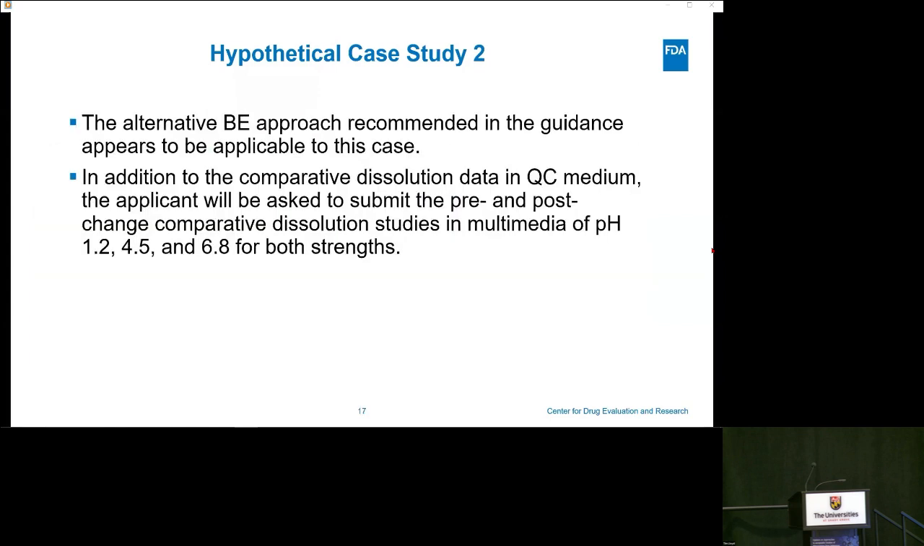Based on the assessment elaborated in the previous slide, the alternative B approach recommended in the guidance can apply to this case. Since the applicant only submitted comparative dissolution data in QC media, the applicant will be asked to submit the pre- and post-change comparative dissolution studies in multi-pH media.